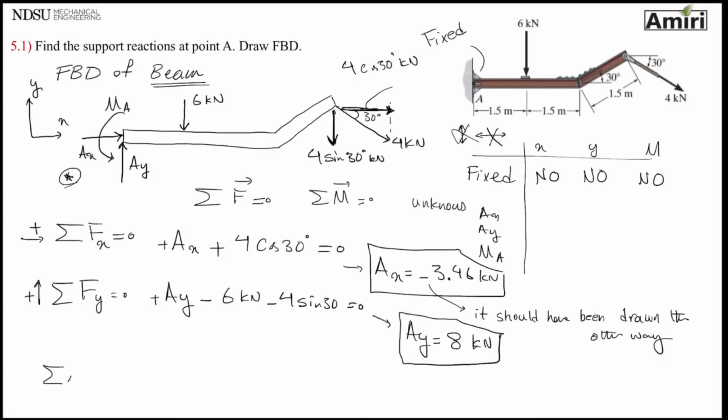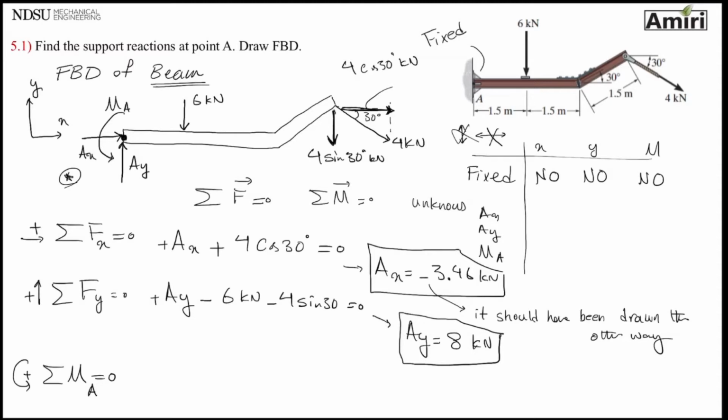Sigma moment about any point you want. Any point you want is valid. But I usually like to take it where more forces are going through. So I'm going to take it at point A, and counterclockwise is going to be positive. This is equal to 0.